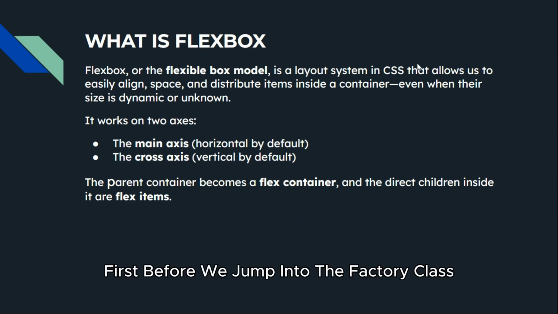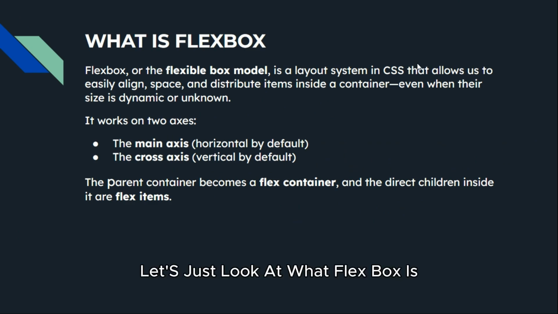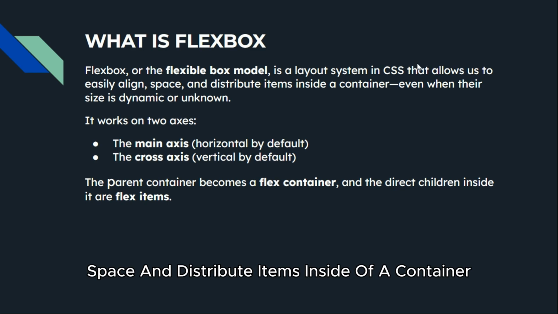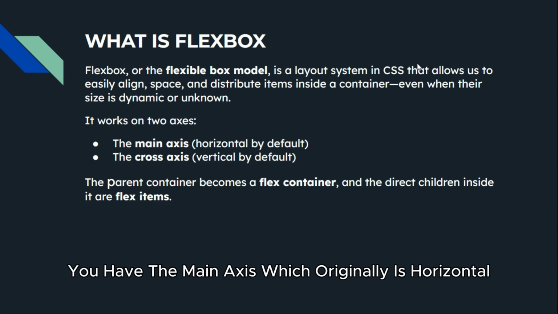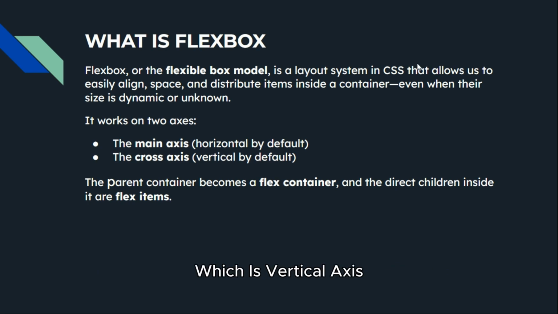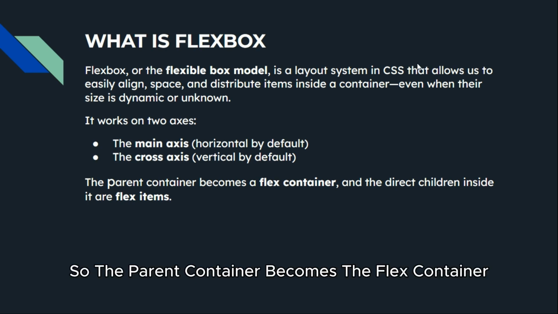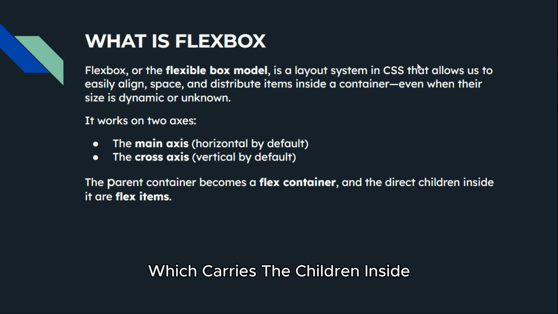First, before we jump into the practicals, let's just look at what Flexbox is. The flexible box model is basically a layout system in CSS, and this allows us to easily align, space, and distribute items inside of a container, even when their size is dynamic or unknown. It works on two axes. You have the main axis, which is originally horizontal, and then you have the cross axis, which is the vertical axis. So the parent container becomes the flex container, which carries the children inside, which are the flex items. All right, so let's jump into our first example.